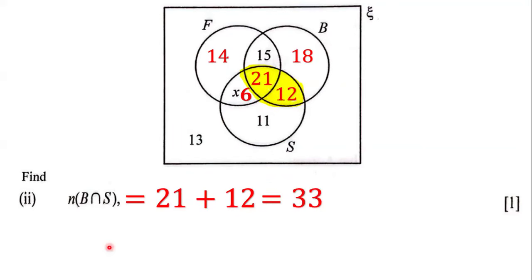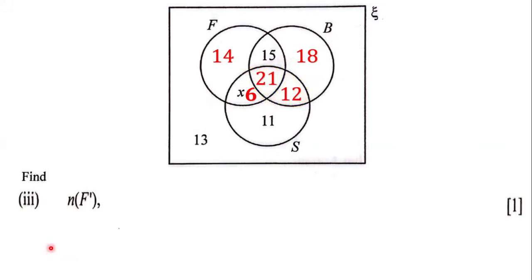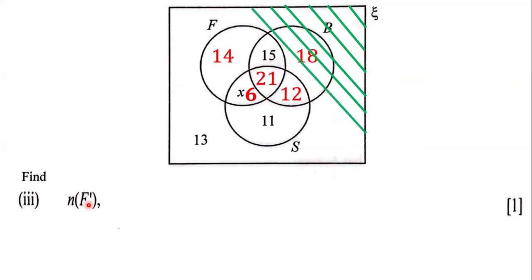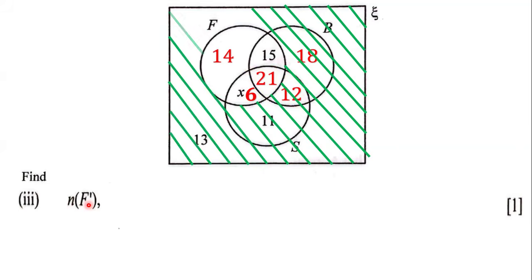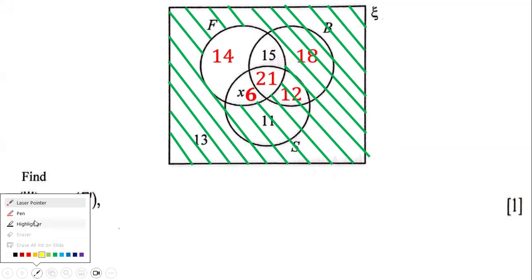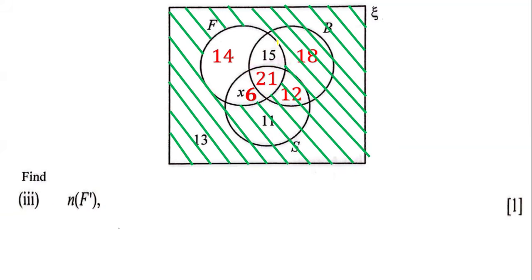Okay, so let's move on from that. Next, we have to figure out the number of elements in F complement. Now, what is F complement? Well, F complement means that we want all of the elements in the universal set, except for the elements that are in F. So we do not include, I repeat, we do not include any of the elements that are in F. Do not include any of the numbers that are inside of this circle F, right? Do not include them.